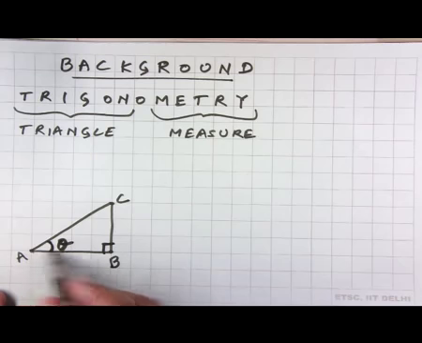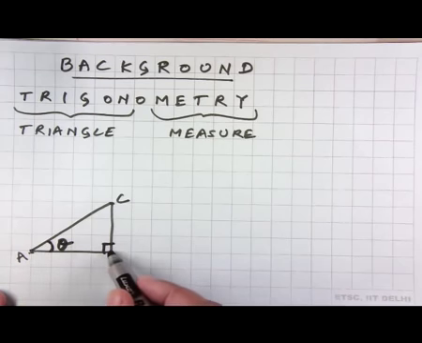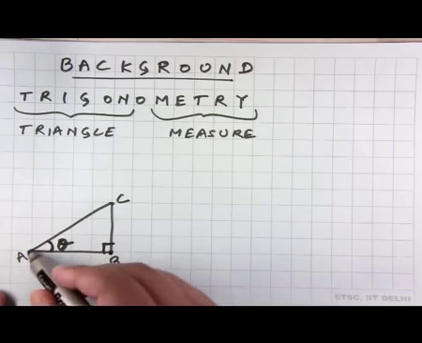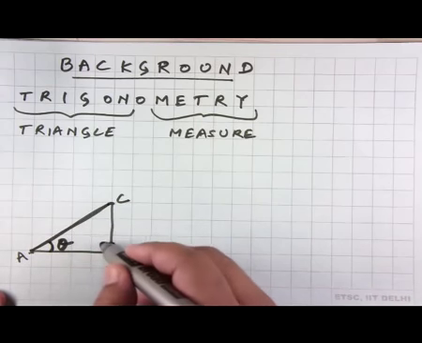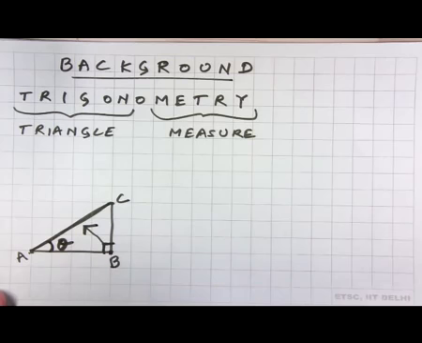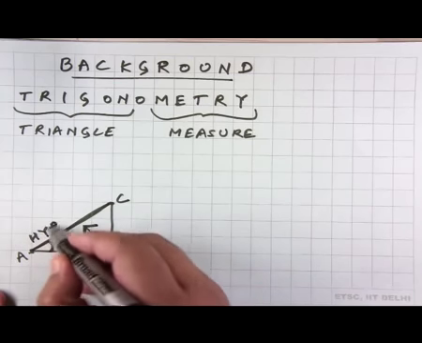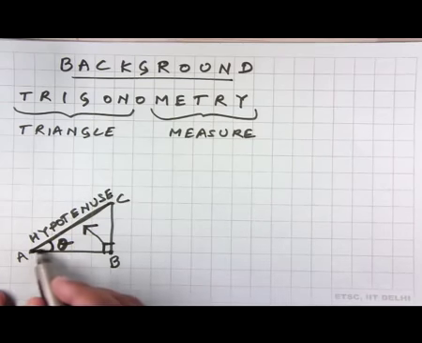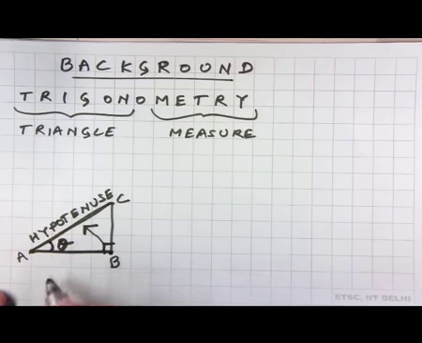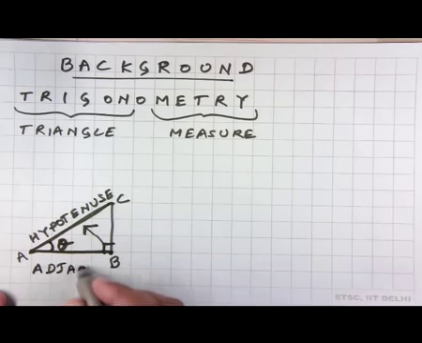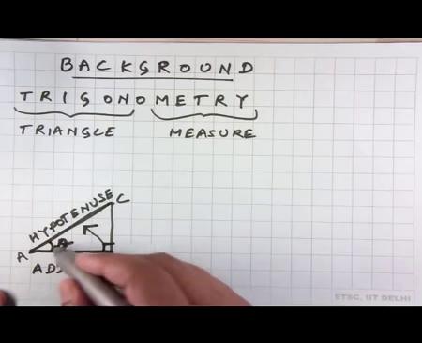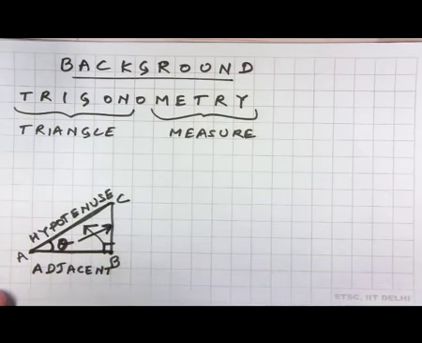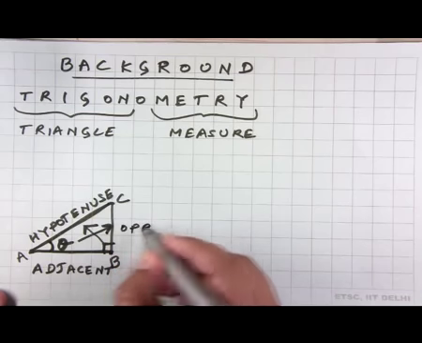we say this side A B as the adjacent side and this side A C, which is opposite to the right angle in the right angle triangle, is called the hypotenuse. And this side for this angle theta, this side A B is called the adjacent side, and the side opposite to this angle theta will obviously be called the opposite side.